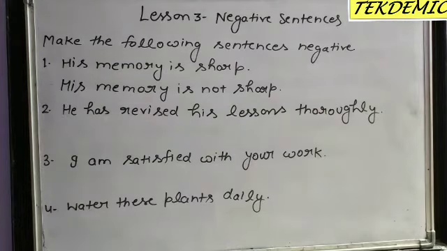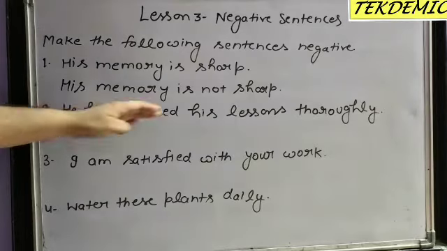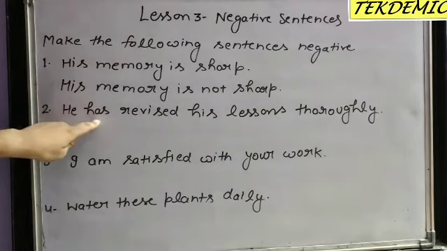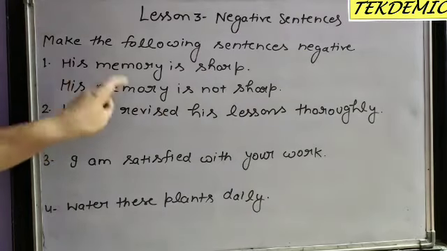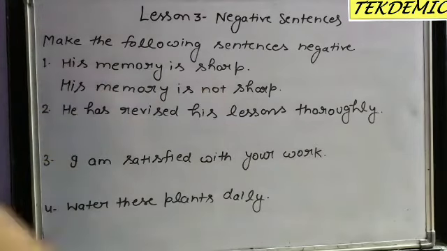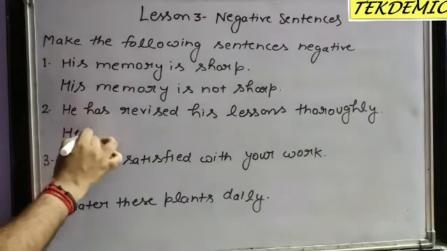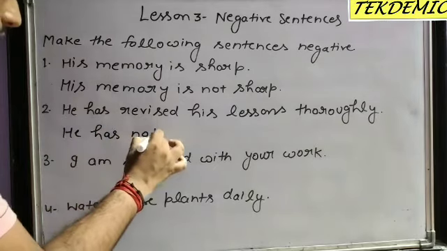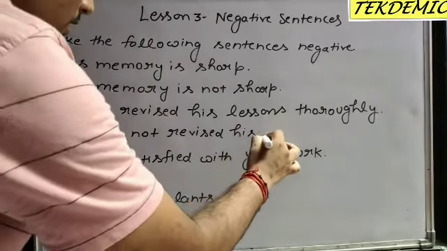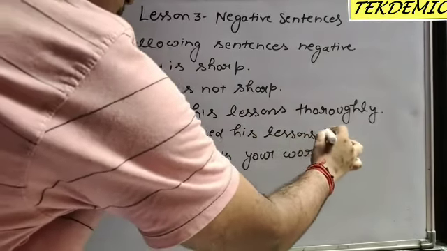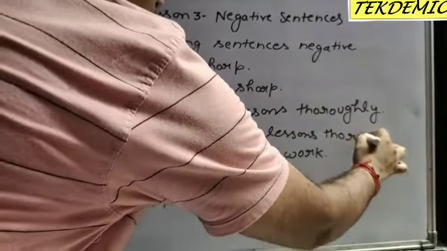I had told you earlier that to make a negative sentence, we will place not just after the helping verb. In this case, the helping verb is has. So we will place not just after has. He has not revised his lessons thoroughly.